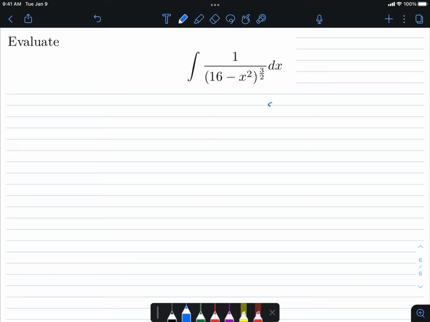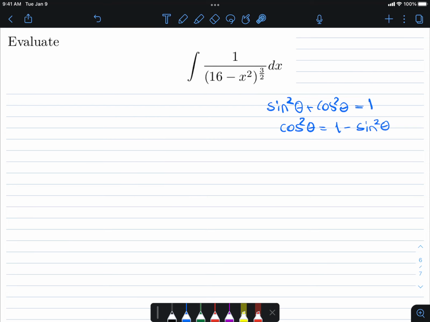So if you start with the fact that sine squared theta plus cosine squared theta equals 1, that turns out to make cosine squared theta equals 1 minus sine squared of theta. So this is something that very much resembles this.